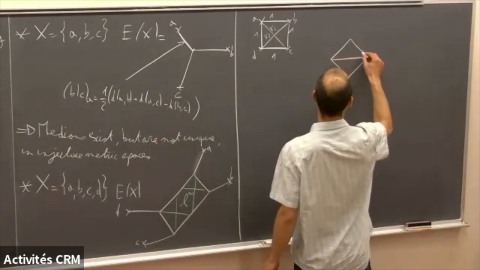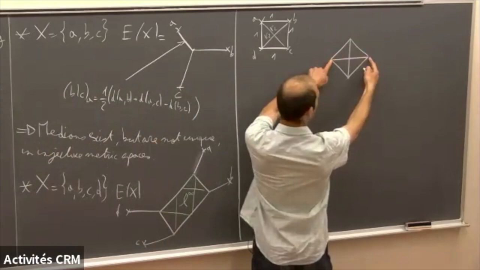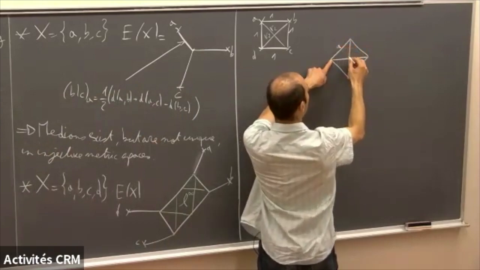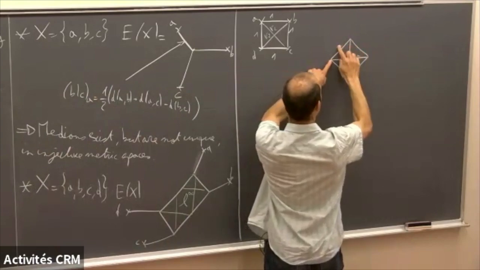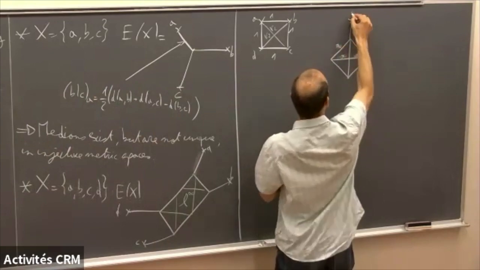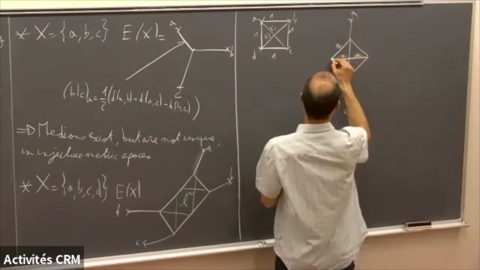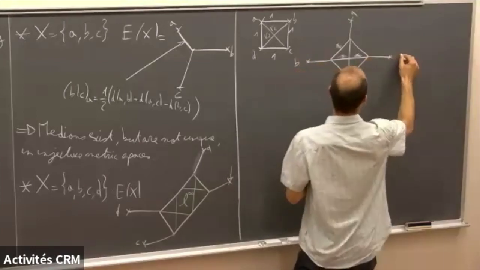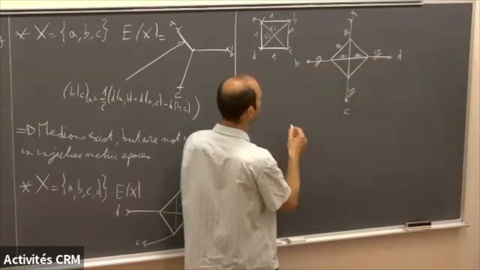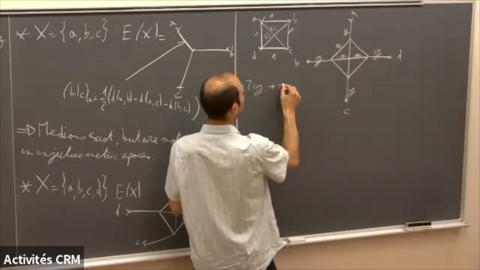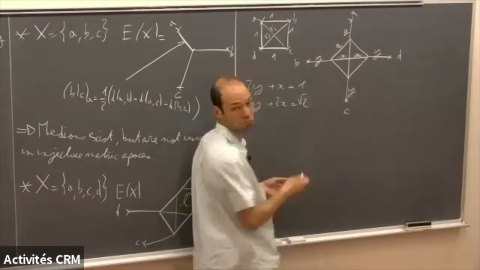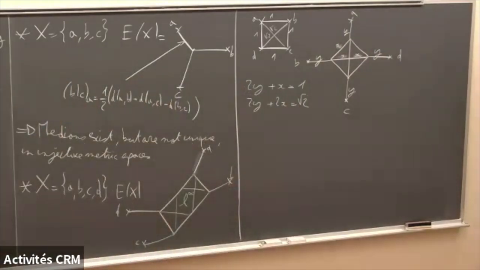So with the infinity metric like this, it's this distance, 3 times this distance. Here I have A, and here I have a real number x to be determined. And I will have here A, E, B, D, and here I have another number y, which is certainly the same. And you ask that 2y plus x is equal to 1, and 2y plus 2x is equal to square root of 2. And then you solve it.